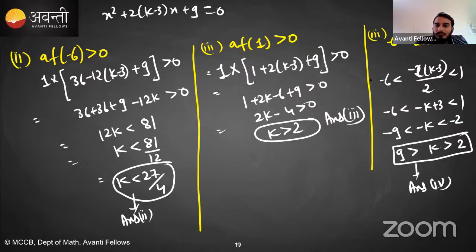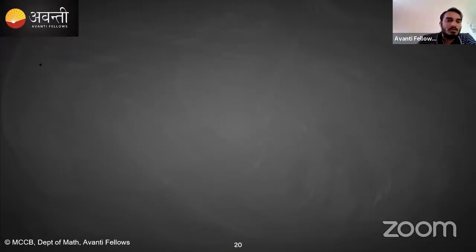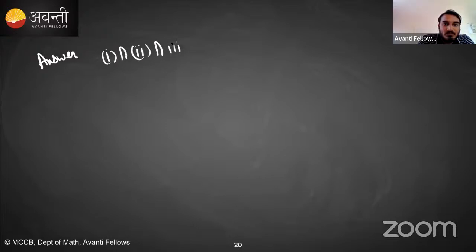Right, students, is there any doubt so far? So far we took each case and got the answer. Now the final answer will be the intersection of first, second, third and fourth. So the answer is first intersection second intersection third intersection fourth.